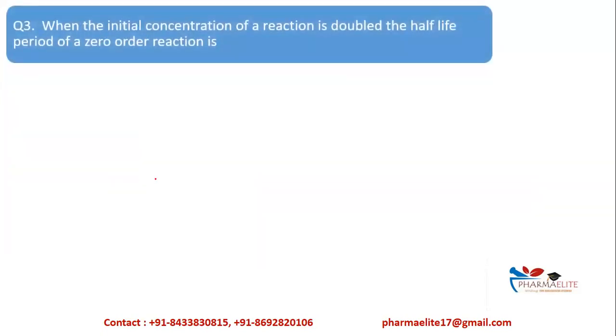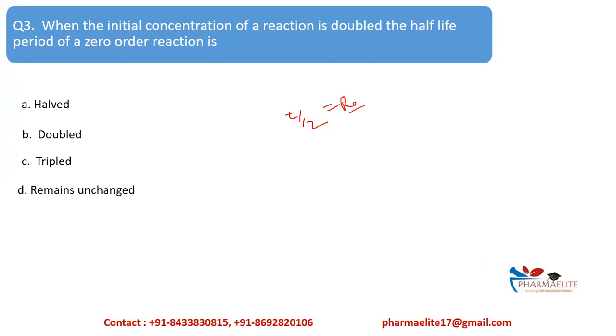Next question. When the initial concentration of a reactant is doubled, the half-life period of a zero order reaction is dash. Halved, doubled, tripled, and remains unchanged. Again, you need to know the half-life formula. We are given a zero order reaction. So the formula for half-life of a zero order reaction, I hope you all remember, was dependent upon the concentration. So it is R naught upon 2K.